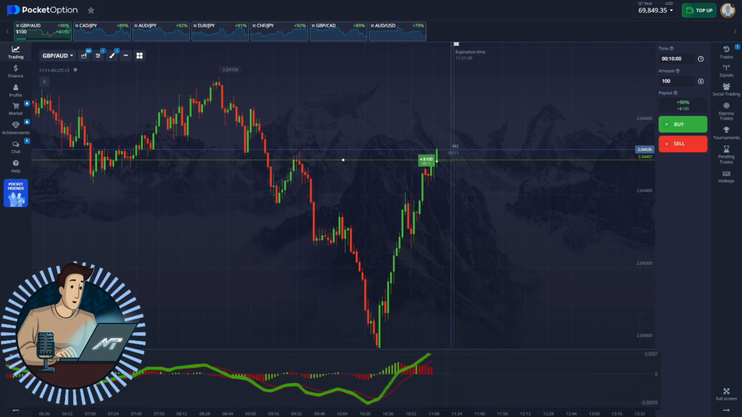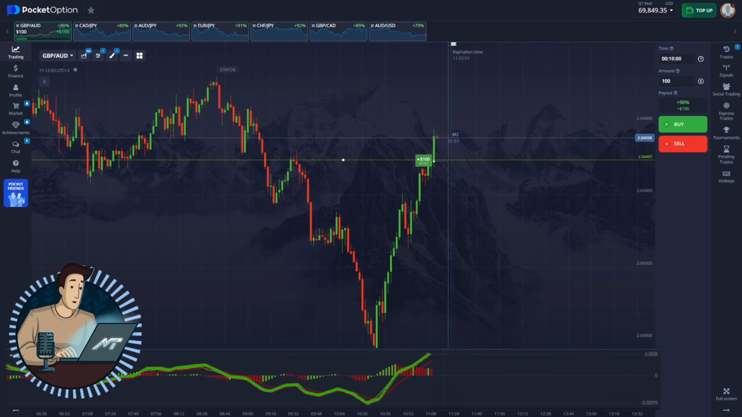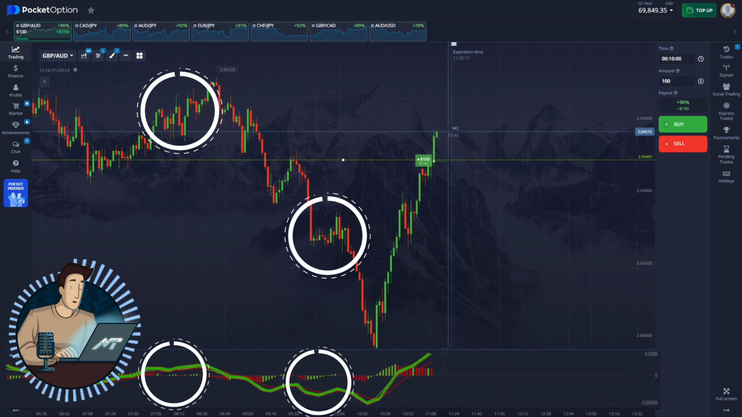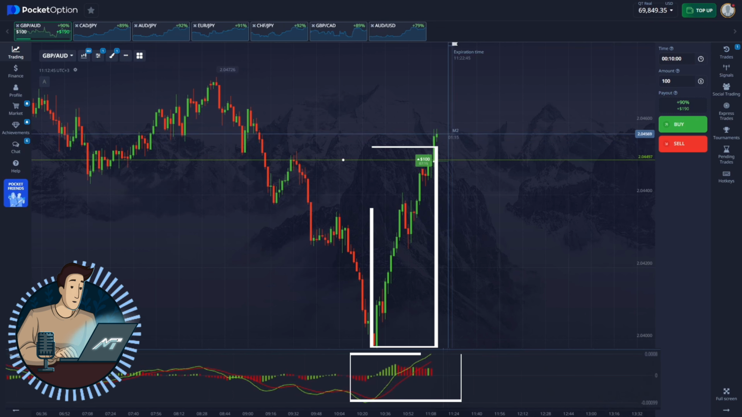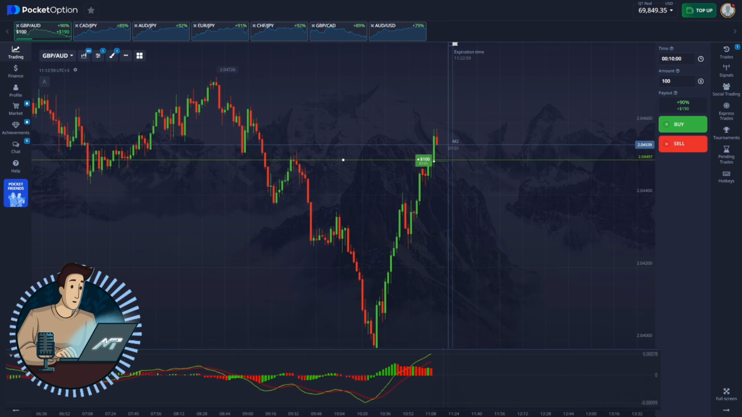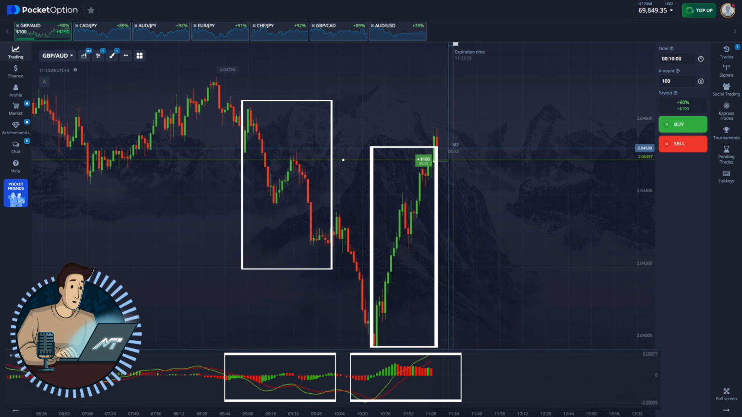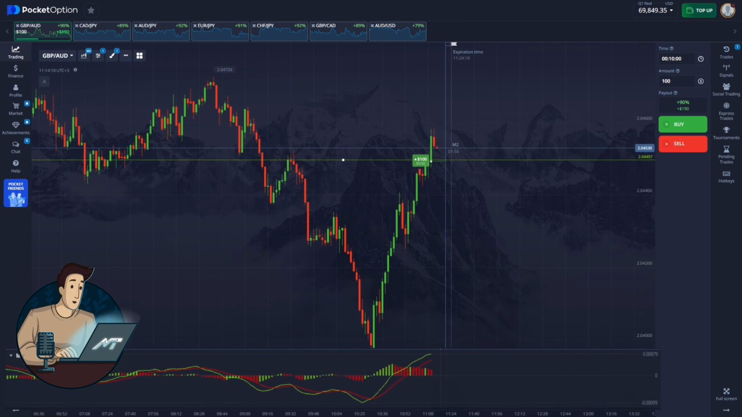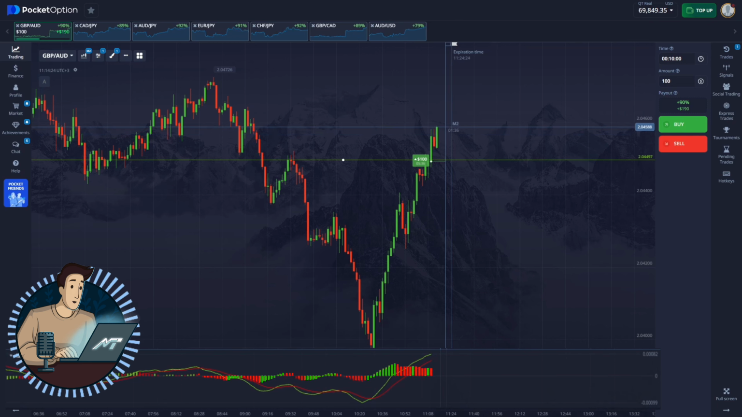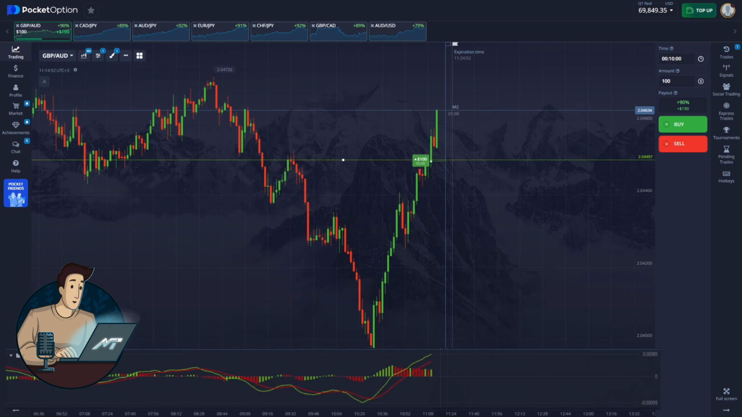Then, the signal line. This is just a moving average of the MACD line itself. It smooths out the short-term fluctuations and shows the average direction of momentum. And finally, the histogram. This shows the distance between the MACD line and the signal line. The taller the bars, the stronger the momentum difference. If the bars shrink, momentum is fading. This indicator shows you trend strength, acceleration, and changes in momentum all in one view. Now let's break down how to use that info for better entries.